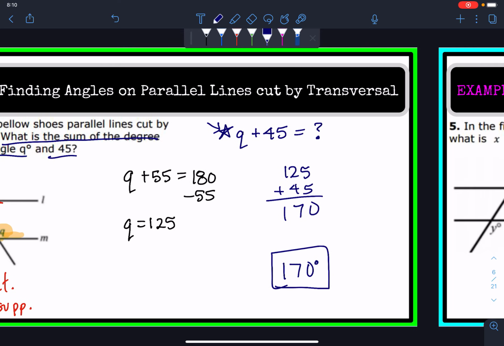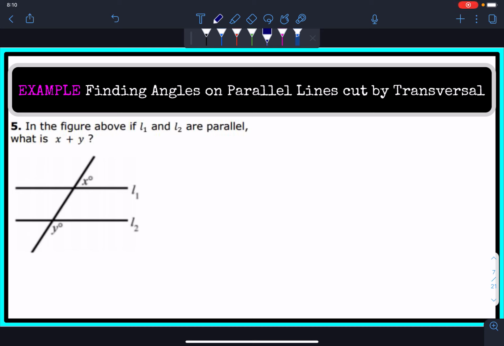So let's move on to the next example. On the next example, we want to add X and Y. So this might seem a little confusing and probably almost impossible to figure out. But if we pay attention again to the relationship between X and Y, notice that X is an acute angle and Y is an obtuse angle.